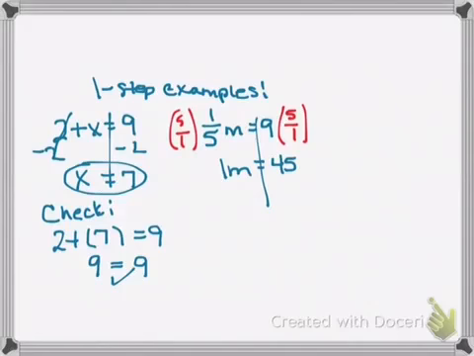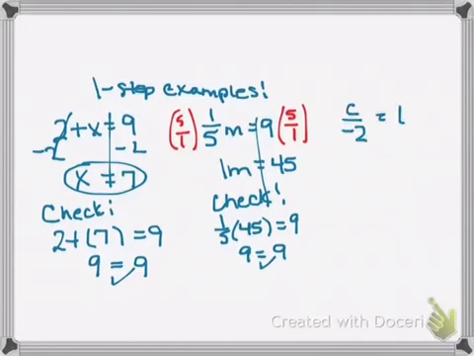So I think the answer is 45, but I can always check it. So I'm going to rewrite the original problem, and I'm going to take the m out, and I'm going to insert the 45. Now evaluate the left side. 1/5 times 45 is 9. 9 does equal 9, so it checks.